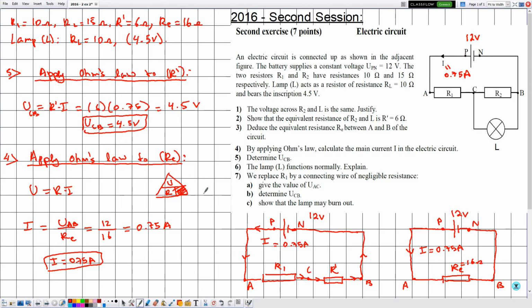Now let's label the voltage UCB on the 2 electric circuits, because the point C doesn't appear on the third one. Then here the voltage is given by 4.5 volts, as well as the voltage here, 4.5 volts. Now in number 6, they are telling me the lamp L functions normally. Explain.